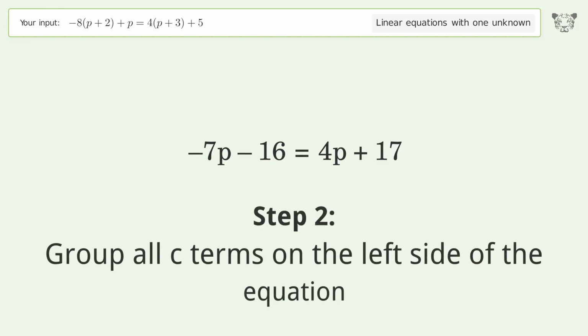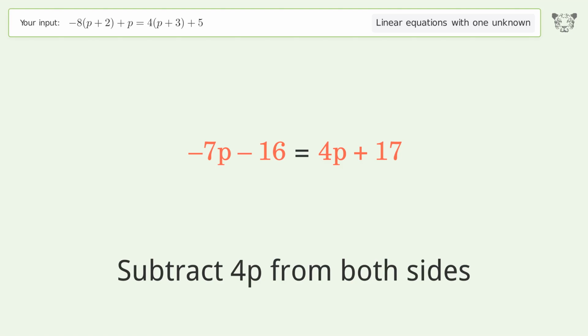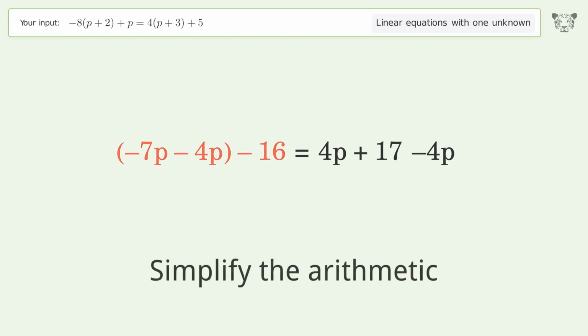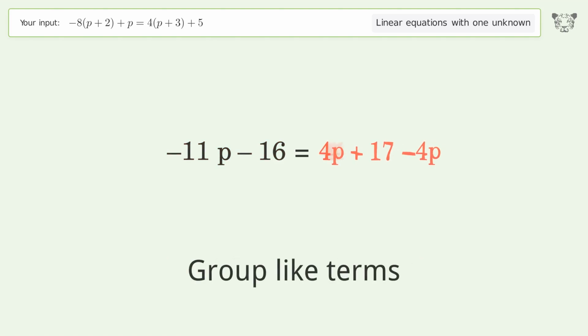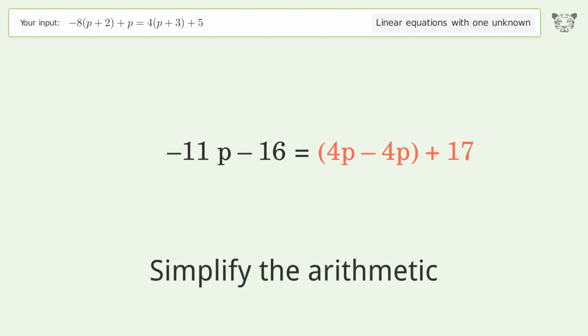Group all c terms on the left side of the equation. Subtract 4p from both sides. Group like terms. Simplify the arithmetic. Group like terms. Simplify the arithmetic.